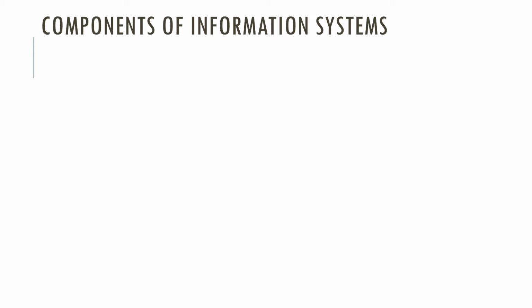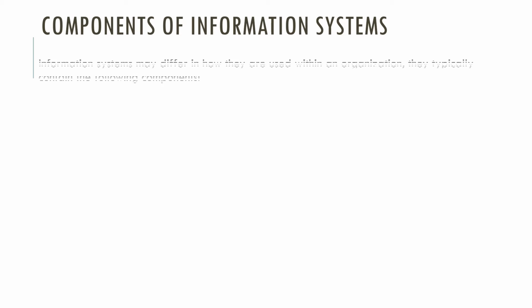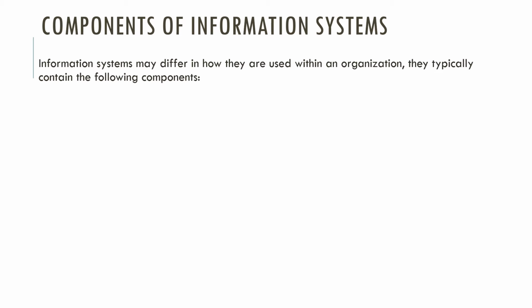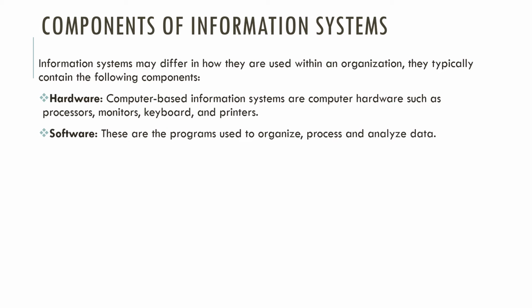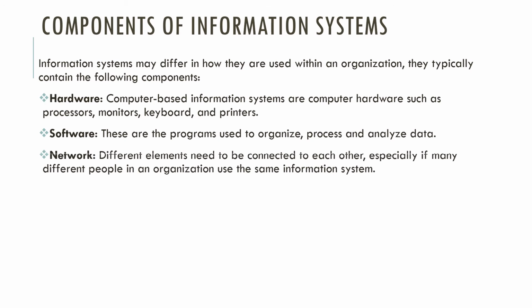Components of information systems. Information systems may differ in how they are used within an organization. They typically contain the following components. Hardware. Computer-based information systems use computer hardware such as processors, monitors, keyboards, and printers. Software. These are the programs used to organize, process, and analyze data.